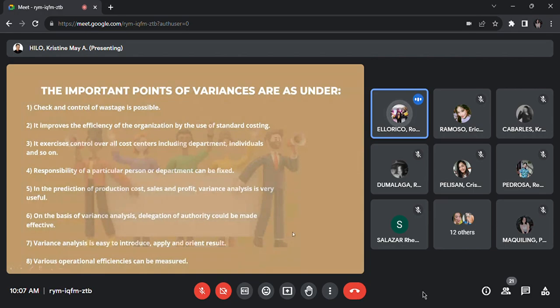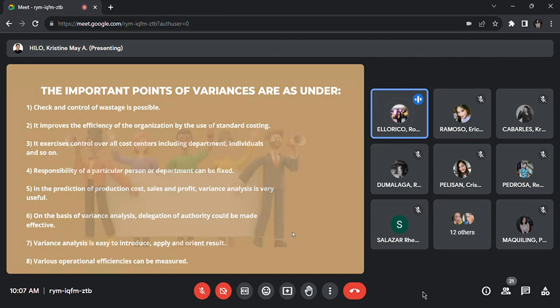So the important points of variances are as under. The first one is check and control of wastage is possible. Second, it improves the efficiency of the organization by the use of standard costing. Third, it exercises control over all cost centers, including departments, individuals, and so on. Fourth, responsibility of a particular person or department can be fixed.